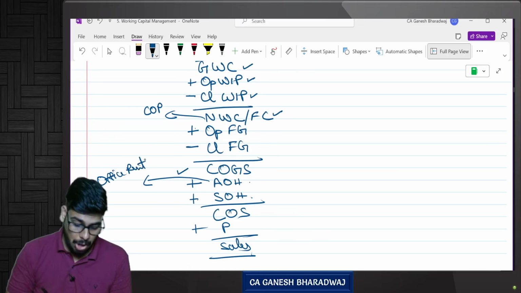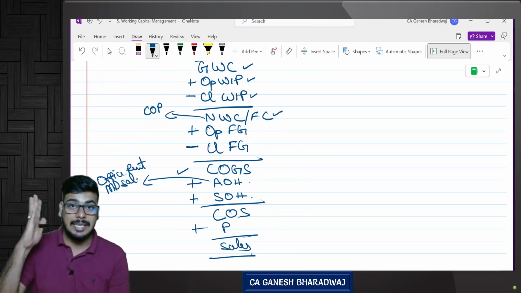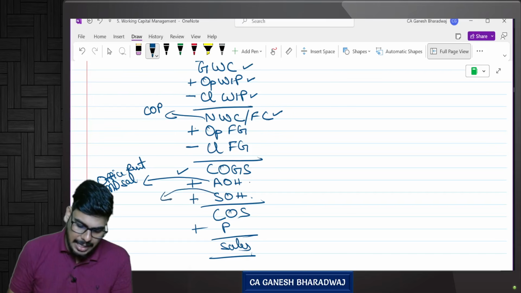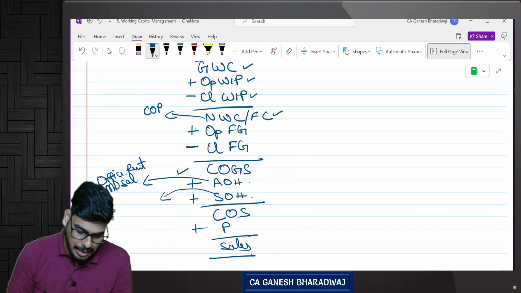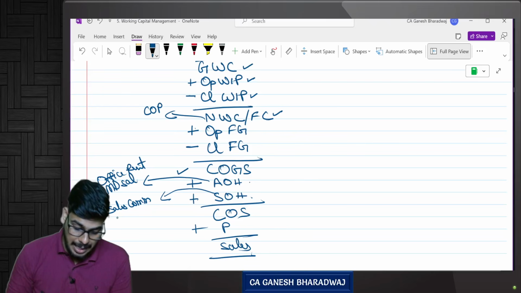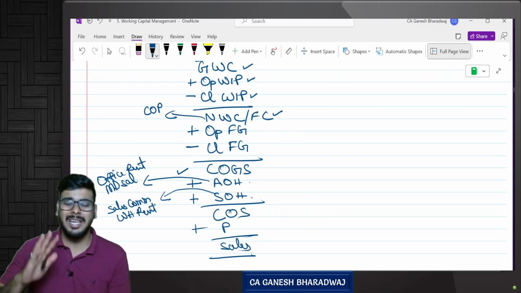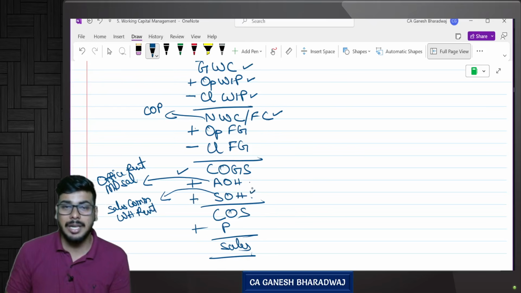Correct? Office rent, or I would say MD salary, all these are administrative overheads. Selling overheads, the example for selling overheads will be sales commission, or we can even say warehouse rent, correct? Warehouse rent. So any kind of indirect expense incurred in the sales area is called selling overheads.